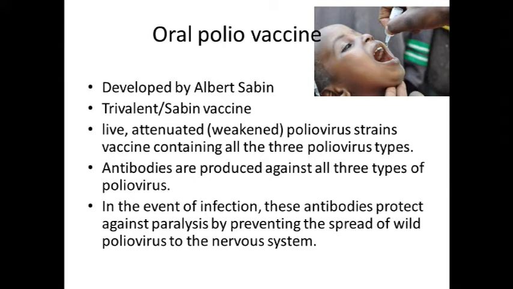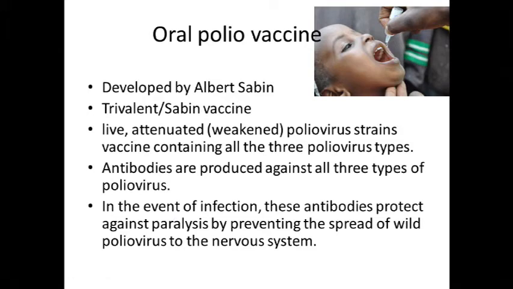Let's look at details of oral polio vaccine. This vaccine was developed by Albert Sabin. That's why the vaccine is also known as Sabin's vaccine. And we have trivalent vaccines which are available earlier, known as Sabin vaccine. In this vaccine, we have the live attenuated or weakened poliovirus strains. And this vaccine, which is trivalent in nature, originally developed by Sabin, contains all the 3 poliovirus serotypes or subtypes.